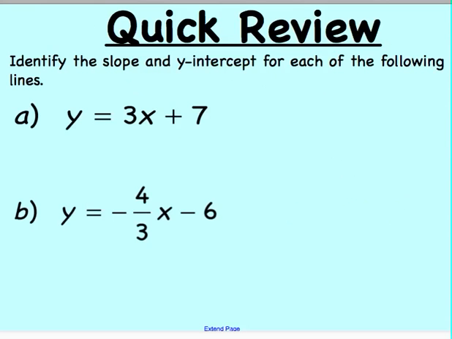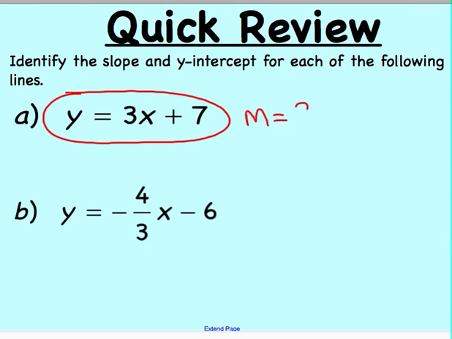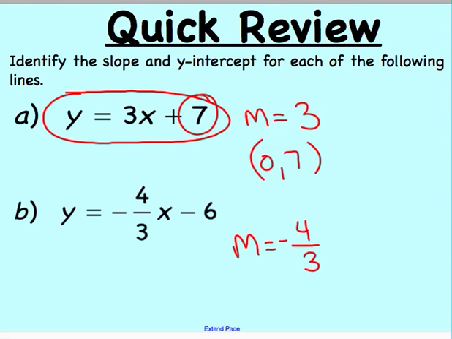We were given, say, something that looks like this, and you were asked to graph it. Now this is actually going to be what your answer looks like. But let's just review really quickly. This means that the slope is 3, and the y-intercept, I'm going to write it as a coordinate, is 0, 7. Notice the 7 comes from right here. On the second one, the slope of this one is negative 4 over 3, and the y-intercept is 0, negative 6.